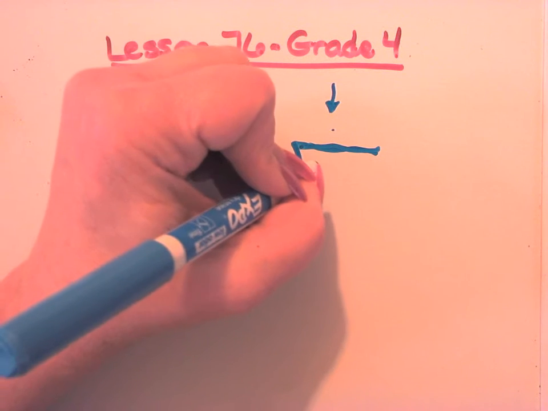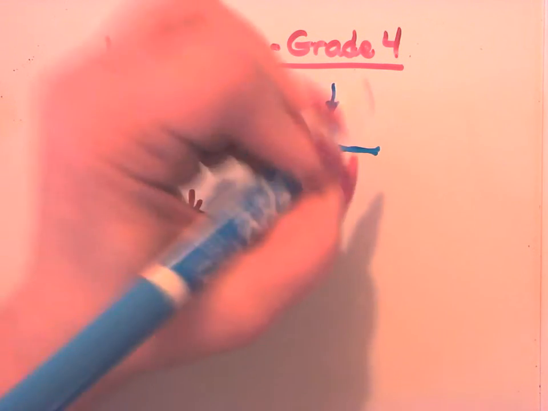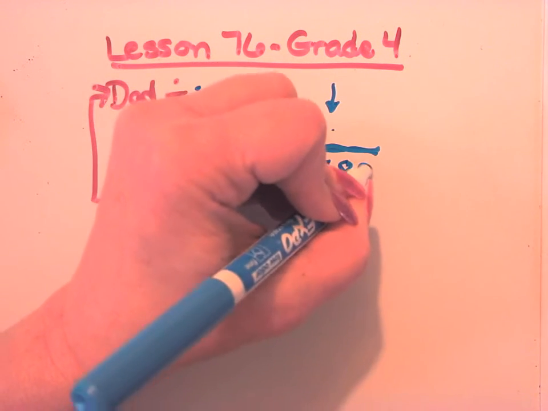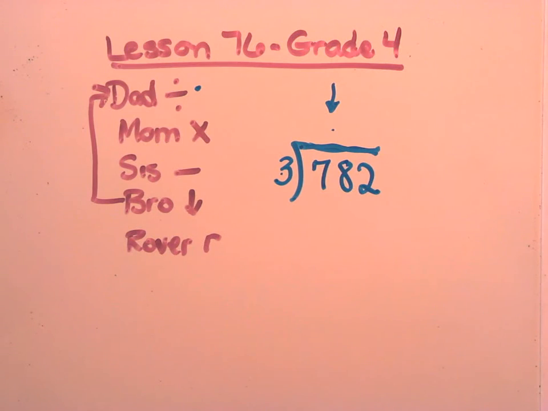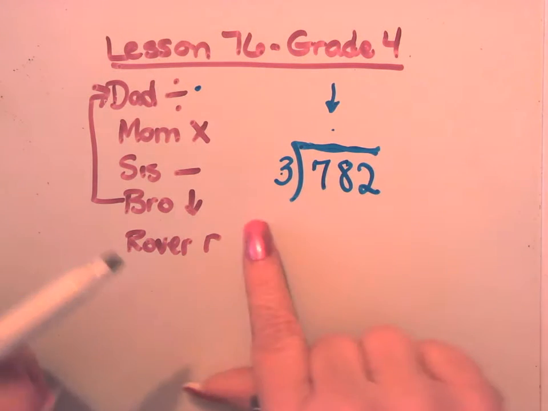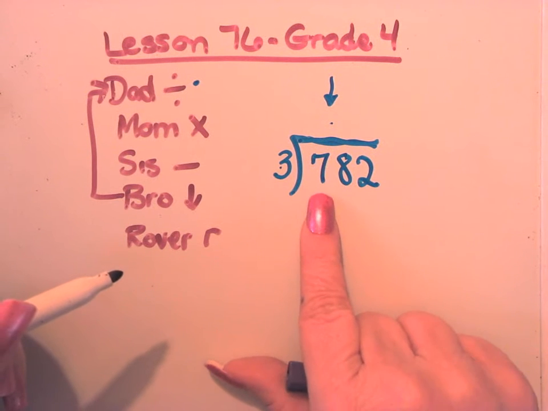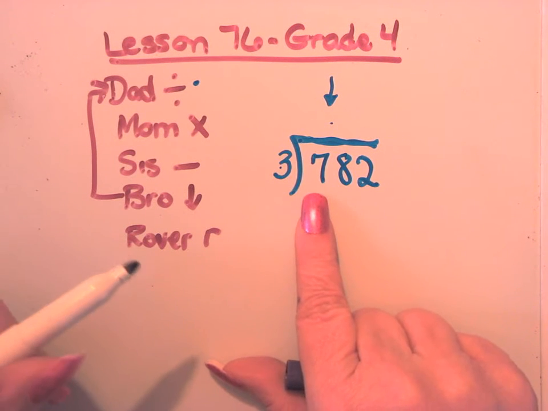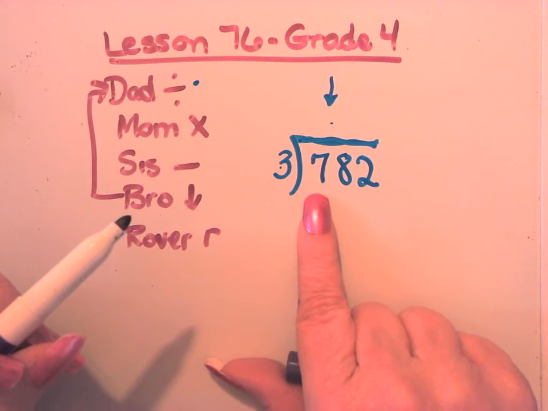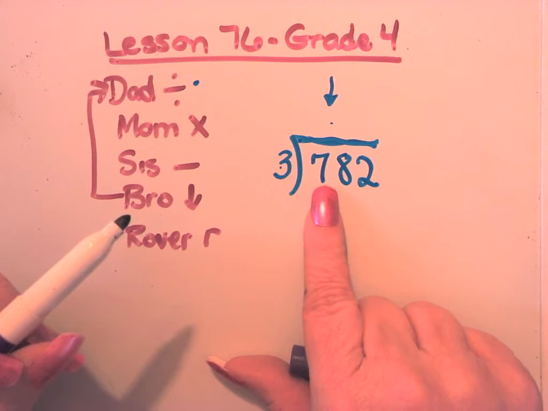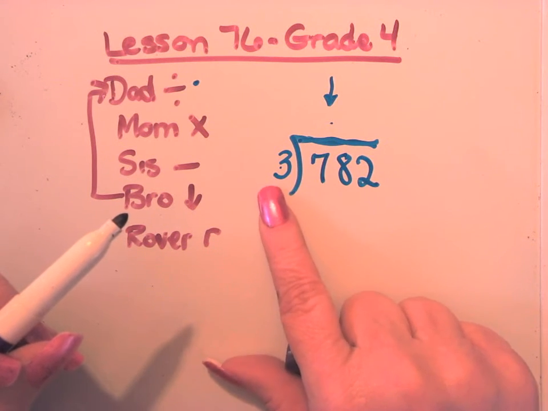So let's say we have 782 divided by 3. Well, I start with that process just like I normally do. How many 3s can I get out of 7? Now remember, he has to be the same age or older to answer the door. If not, he has somebody come with him to make him feel safe. But he is as big as the person knocking on the door.